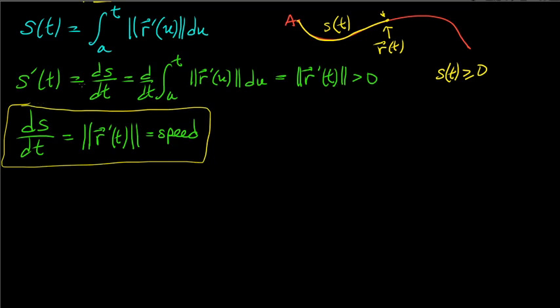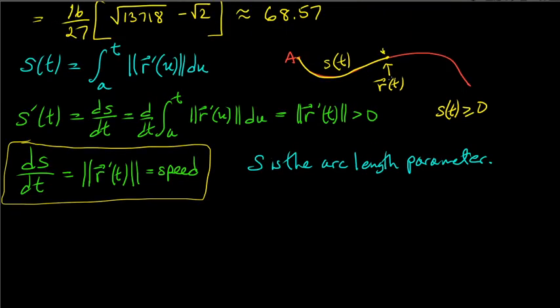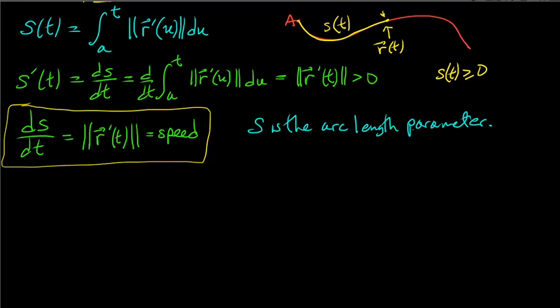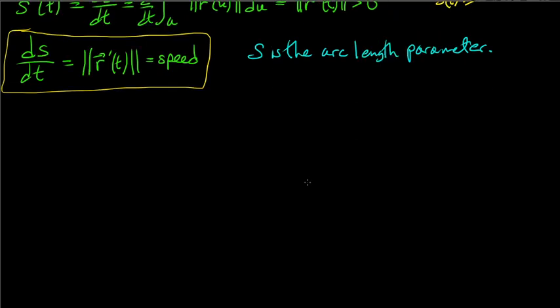So it's the rate of change of the arc length, and in this case, we call s the arc length parameter. And the idea is that we can reparameterize our curve. Instead of having r depend on t here, we can have it depend on s. As a practical matter, that's usually very difficult to do, but we're going to do an example where it is possible and where it kind of makes sense.